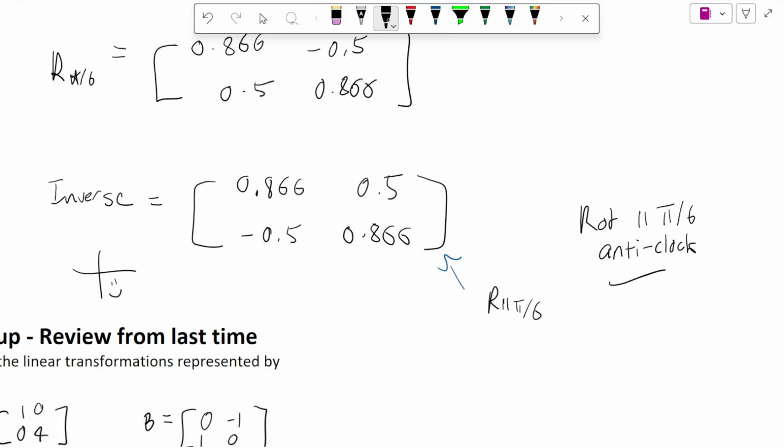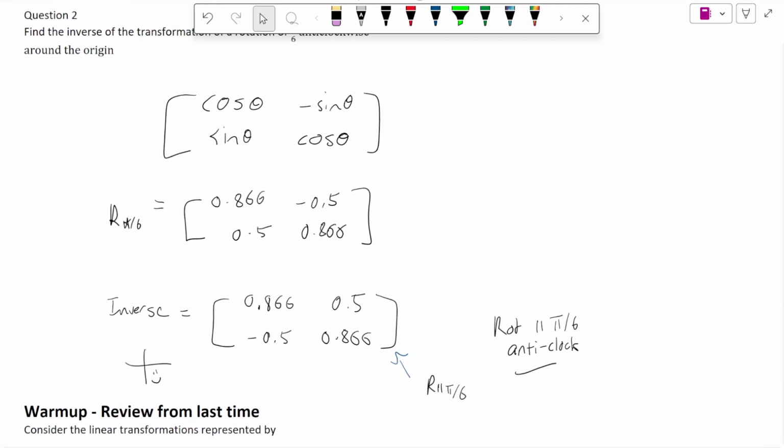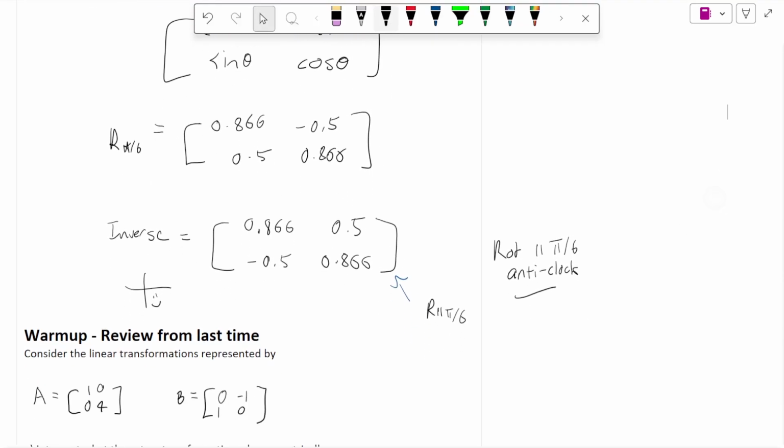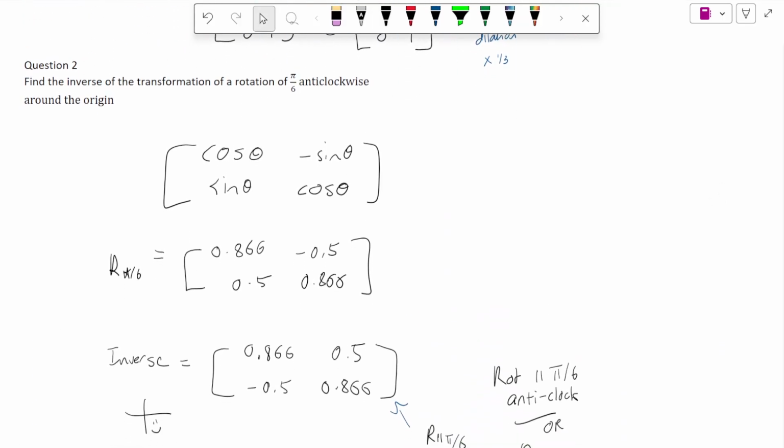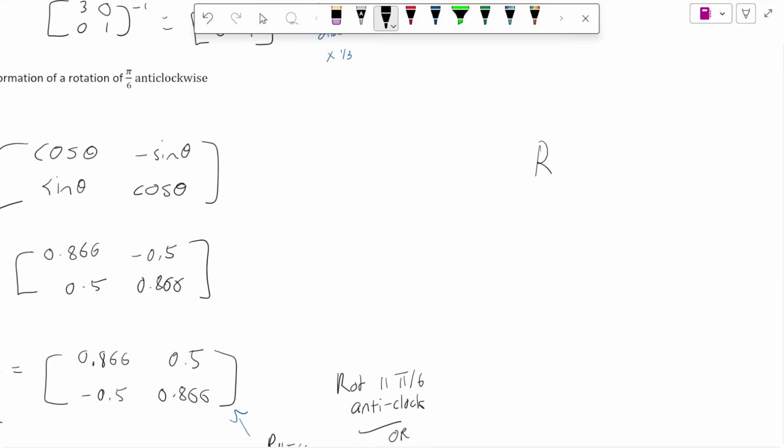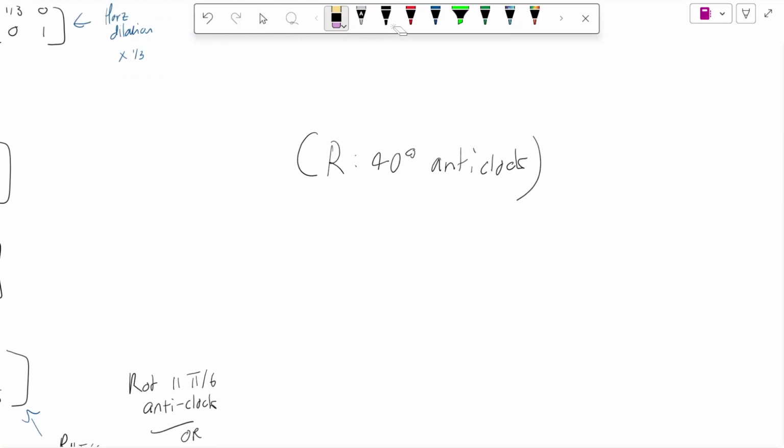But probably a nicer way to think about this is that the original matrix was rotating by pi/6 anti-clockwise, so this is rotating by pi/6 clockwise. The original one was anti-clockwise, and the inverse is just clockwise. So if I want to do a rotation of 40 degrees anti-clockwise, and I want to do the inverse of that, don't mind my very dodgy notation here, that will be a rotation of 40 degrees clockwise.